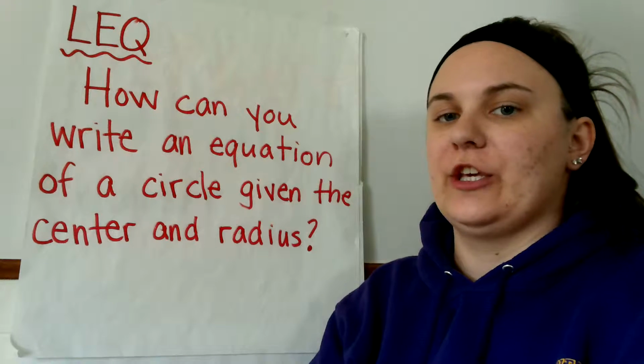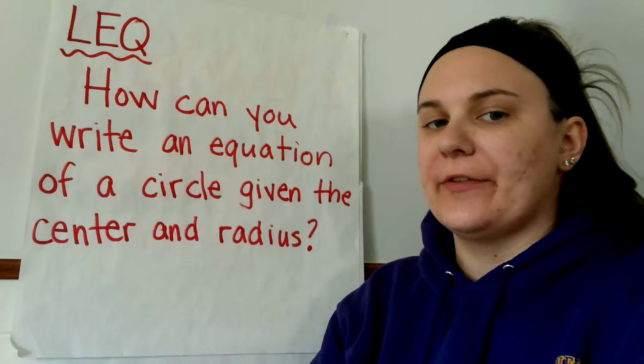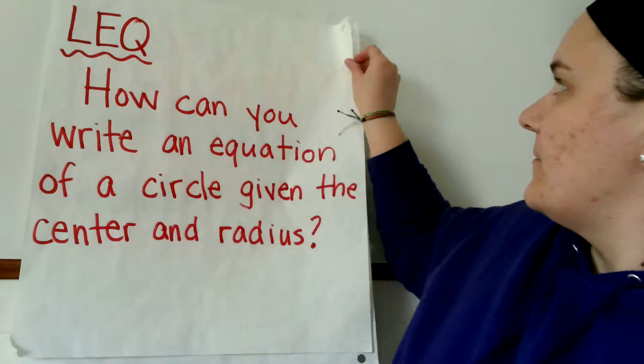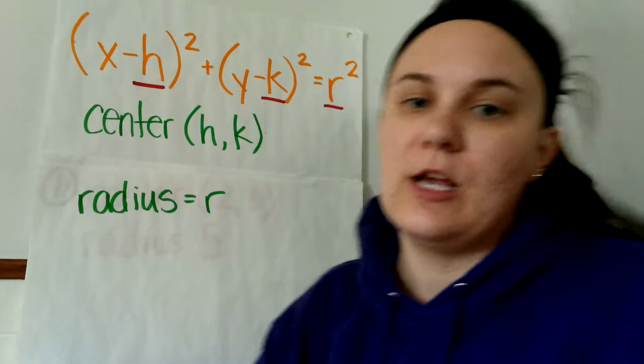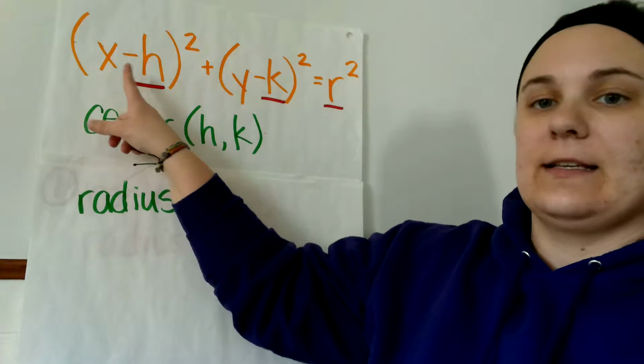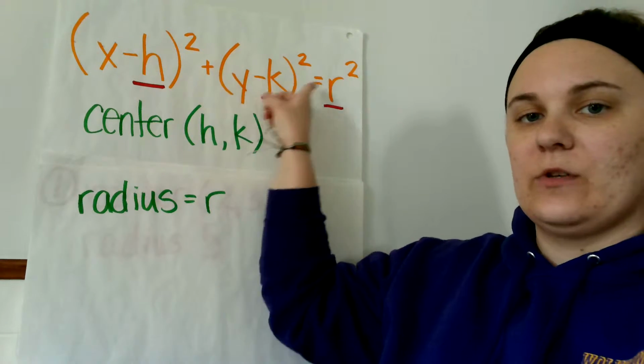Going to talk about our LEQ. How can you write an equation of a circle given the center and the radius? So that's the two things we're talking about, our center and our radius. So if we look at what's written in orange, that is our equation. It says x minus h squared plus y minus k squared equals r squared.